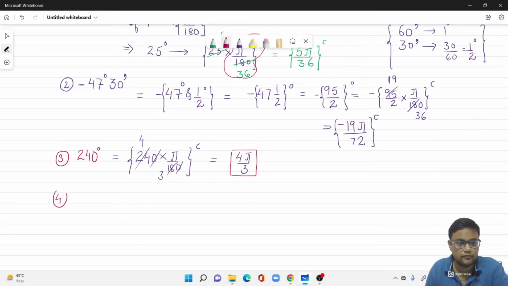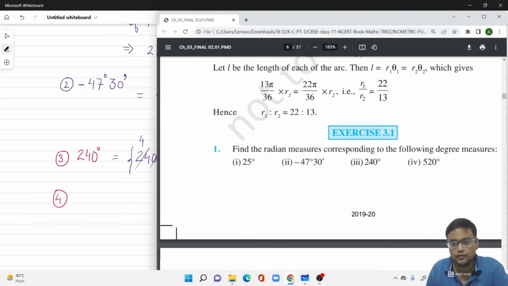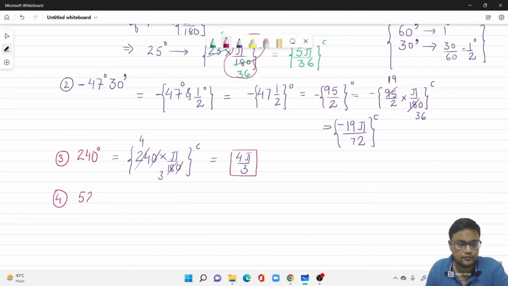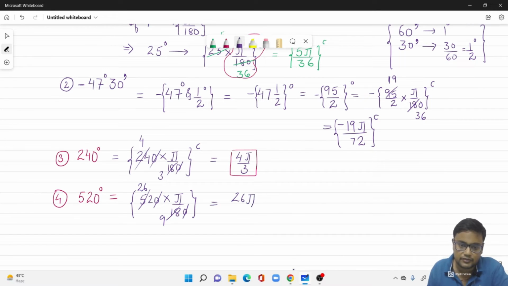Let us move towards part 4th. 520 degrees. See, so for 520 degrees the task is very simple. You just have to multiply by pi by 180, eliminating the common factors 26 and 9. So the result is 26 pi by 9. So this is how you have done the first question, children.